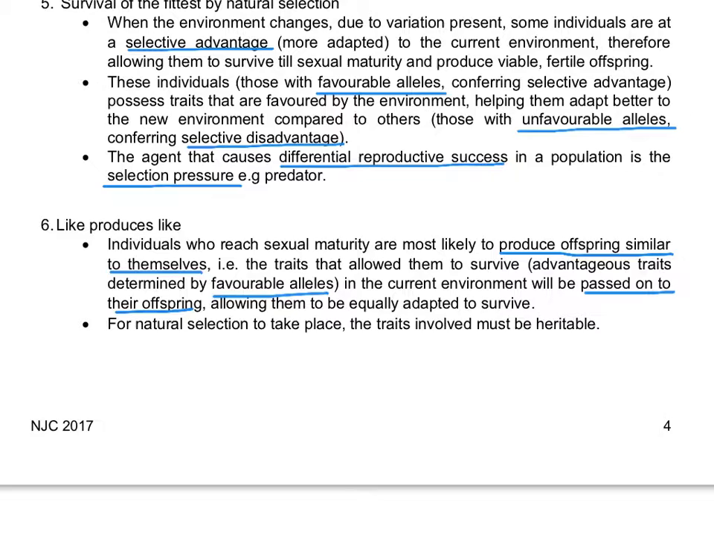I think it's quite clear so far. Whatever I've underlined are the key terms that you need to use. So if you need to describe this process, you need to use these key terms.